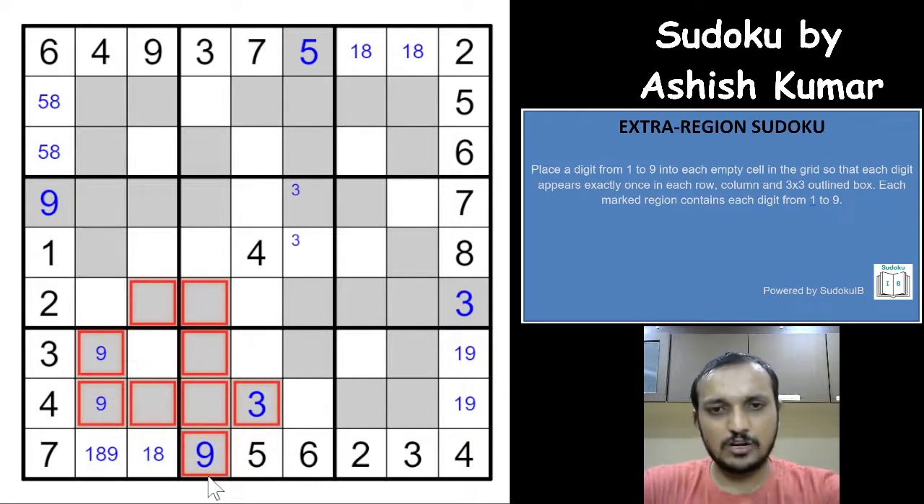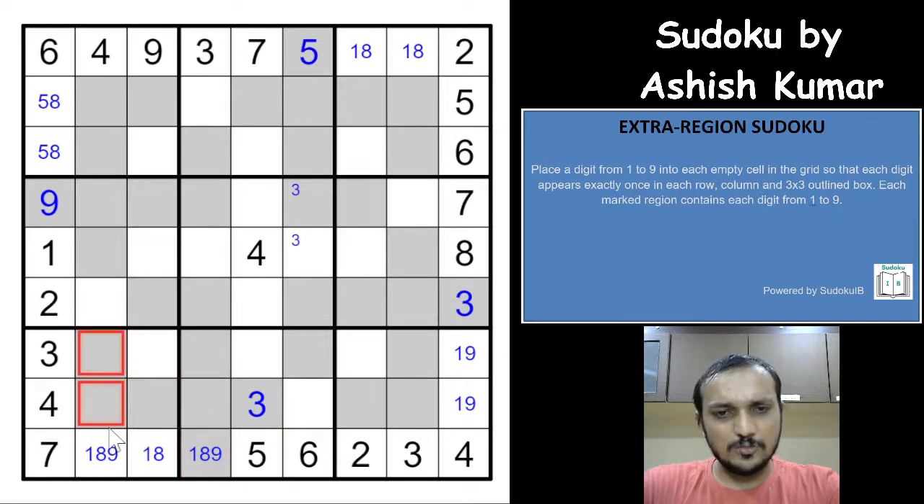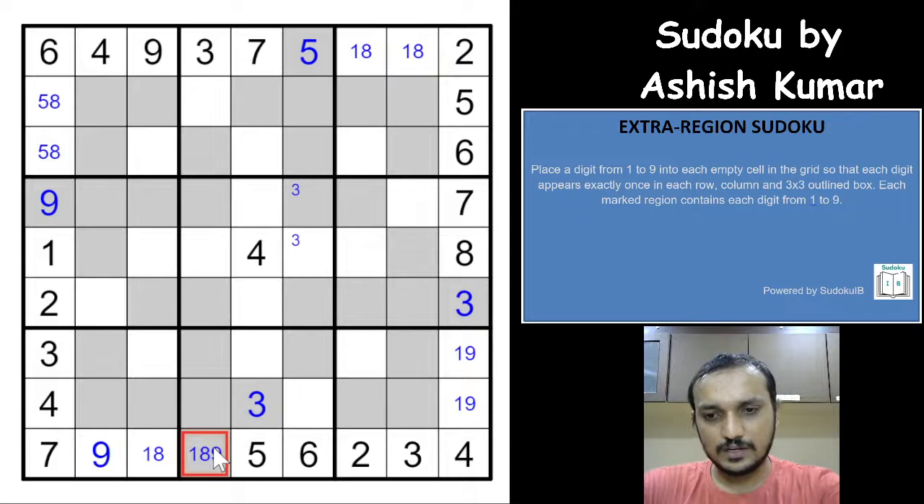Which is not possible. According to the extra region Sudoku, each region would have digits from 1 to 9, right? The shaded cells, which means 9 cannot be in any of these two cells, and this cell would have to be a 9 now, right? So this cell cannot be a 9. Nice logic, superb. So the same thing will work with other digits as well.